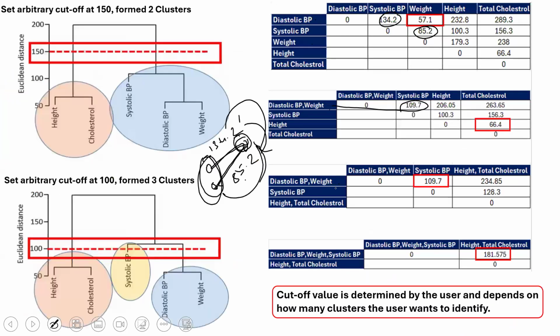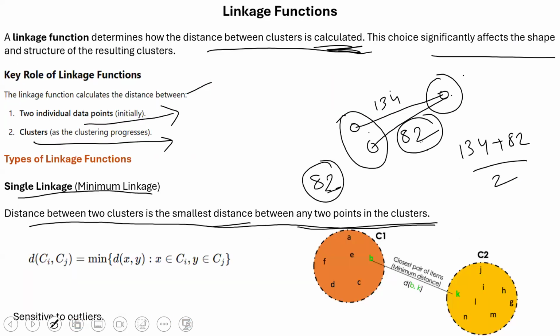Here we updated this value, 109.7, by calculating the average of these two distances. But when you use single linkage as the linkage function, this value will become 85.2, not 109.7. So this becomes 85.2. That is what the single linkage function will do: it considers the distance between two clusters as the smallest distance between any 2 points in the clusters, the closest pair of items, the minimum distance between all the clusters.